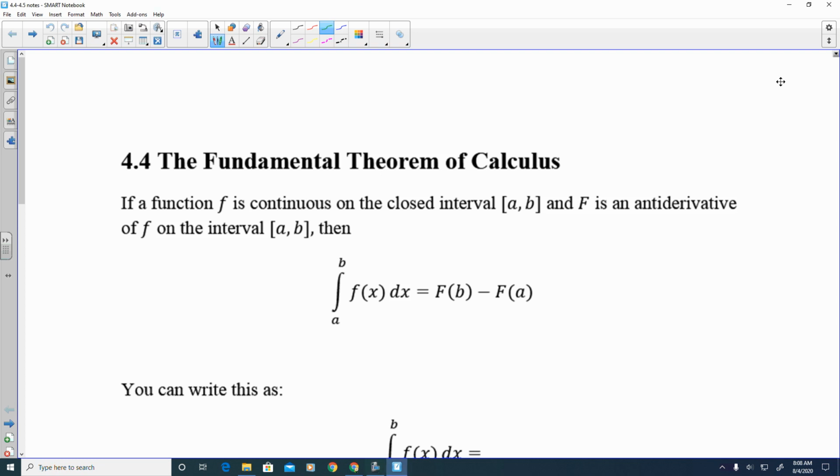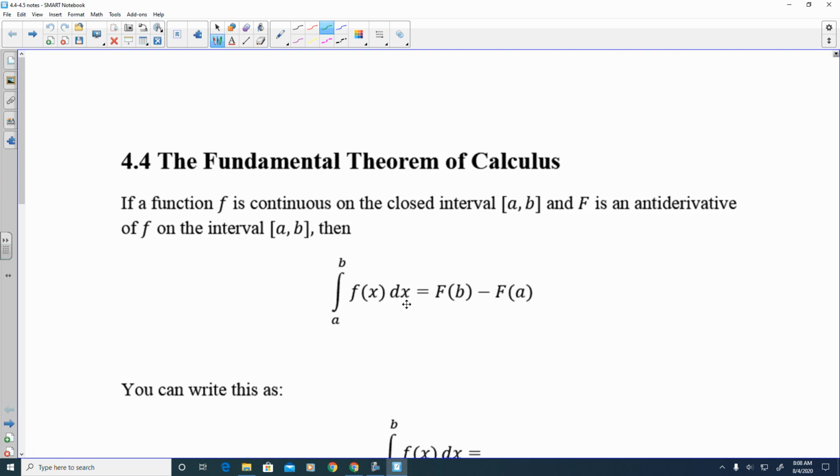All right, here we are with section 4.4 on the fundamental theorem of calculus. Now that we've done area all the fun ways, including geometric shapes, Riemann sums, and that really lovely limit definition, there is a simpler way to find the area under a curve, and that is, if we're on an interval from a to b of f of x dx.